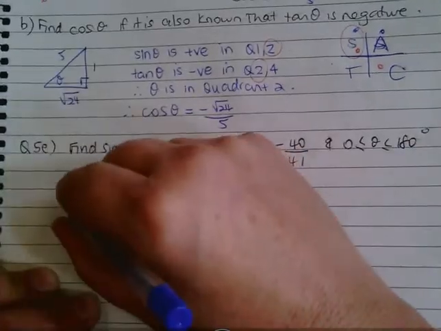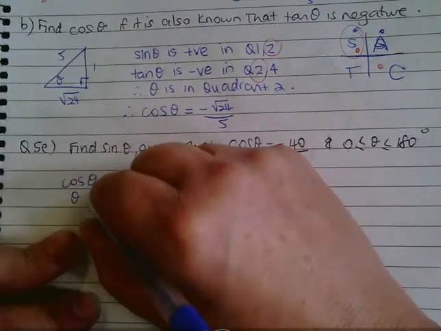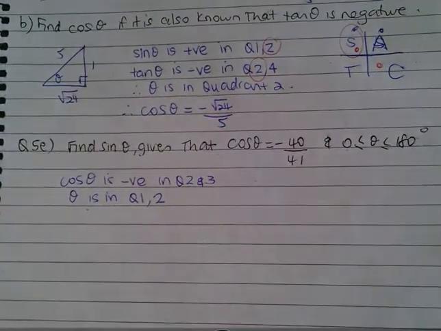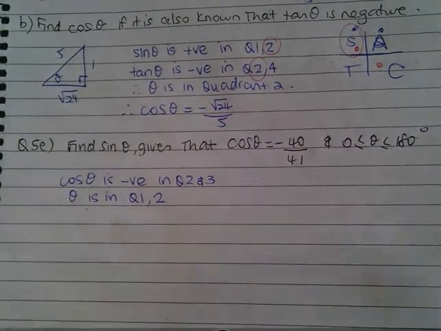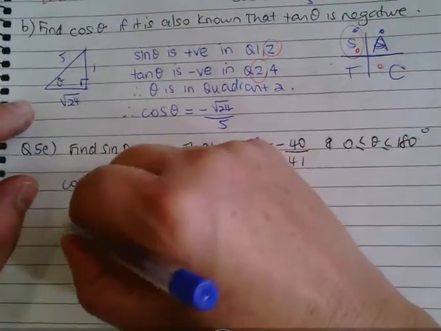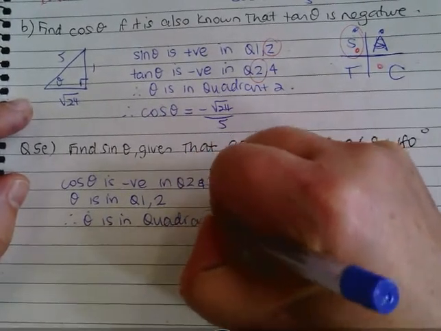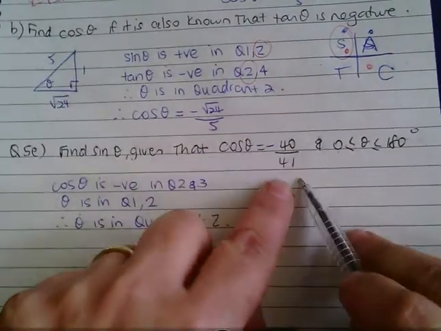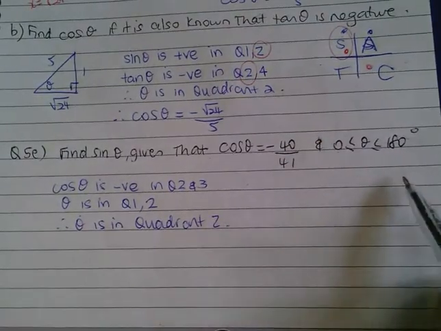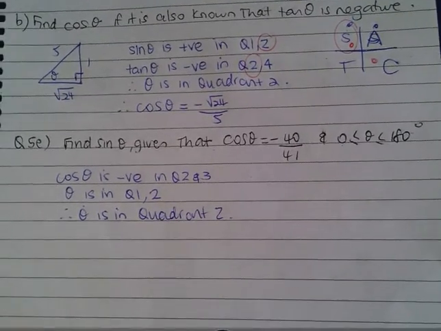And we know that theta is in quadrant 1 or 2. Have you got an overlap? So where can you definitely say that theta is? Quadrant 2, therefore theta is in quadrant 2. That's my overlap. They're telling me that cos has to be negative and theta has to be in quadrants 1 or 2. So the overlap is quadrant 2. So therefore we're talking about quadrant 2.